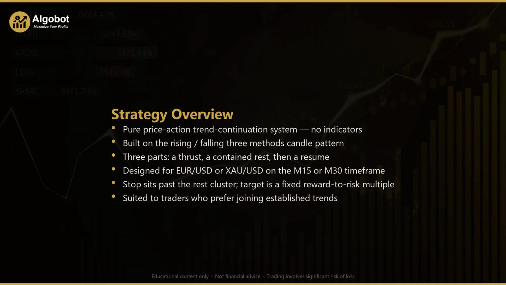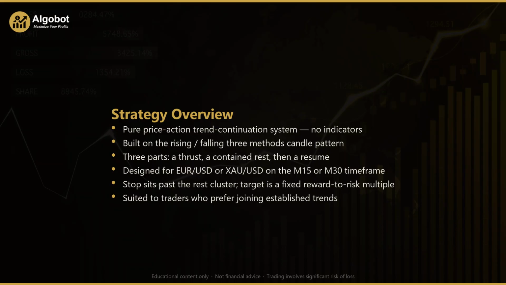This is a short run of small candles that drift gently back against the thrust, but stay contained inside the thrust candle's high-to-low range. The strategy treats this as ordinary profit-taking, not a genuine reversal. The market is simply catching its breath. Third comes the resume. This is a fresh, decisive candle in the thrust's original direction that closes beyond the entire prior cluster. Because every gate here is raw candle geometry, bodies, ranges, containment, and closing prices, there is nothing to calculate and no indicator to lag behind price.